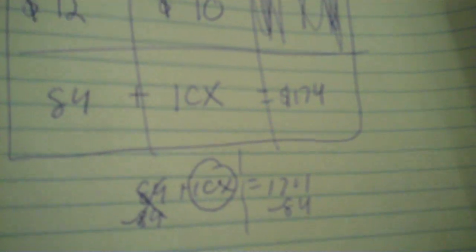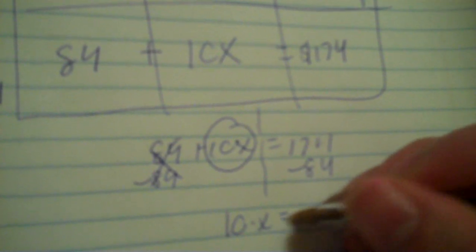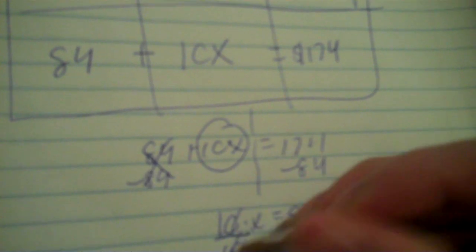Okay. So you minus 84, that takes you to 90. And you divide by your 10 and you get 9. Okay. Bracelets is equal to 9.